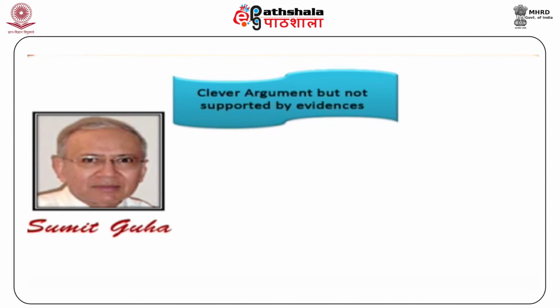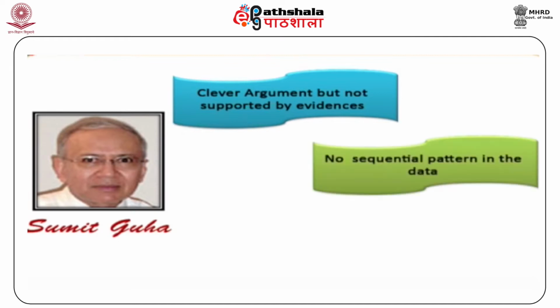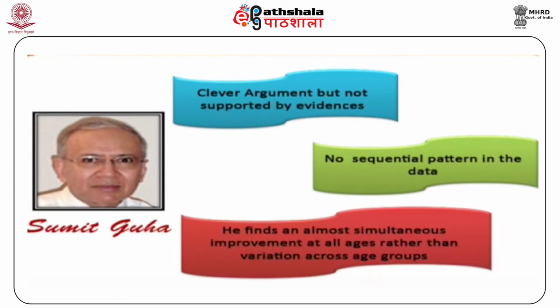By Ira Klein's logic, the immunity developed from mother should lead to a sequential or successive decline of mortality, with the improvement beginning in the lowest age group and then getting spread over succeeding ones. But Sumit Guha finds no such sequential pattern in the data. He finds an almost simultaneous improvement at all ages rather than variation across age groups.